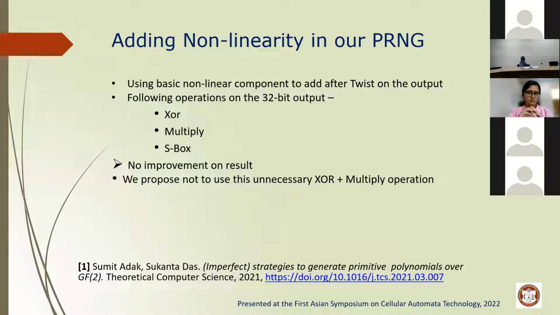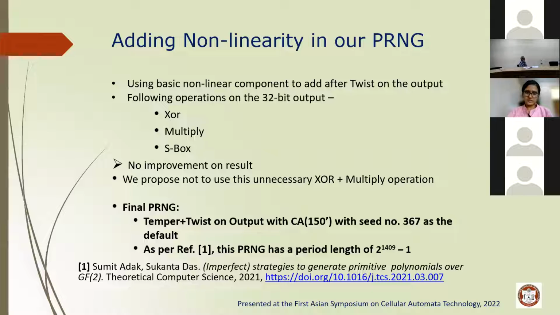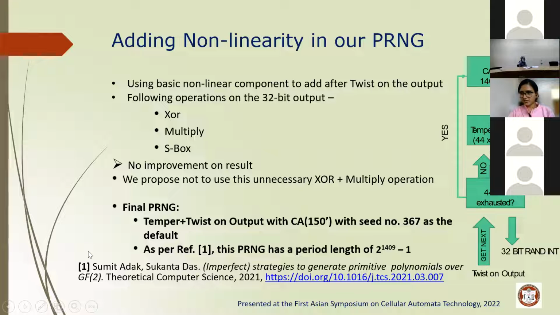So we propose not to use these unnecessary XOR multiply operations. Rather, we stick to the better version we have found so far, that is the temper plus twist on output with CA150 dash, where the seed is 367 and it has a period of 2 to the power 1409 minus 1 if the conjecture is true. So this is the final PRNG structure that we are going to use.